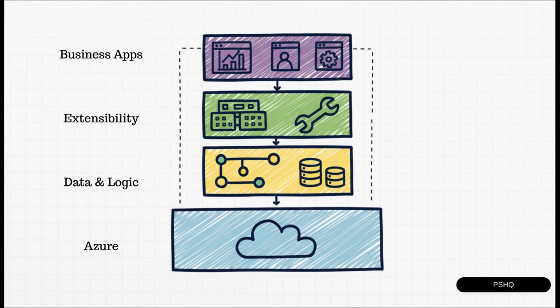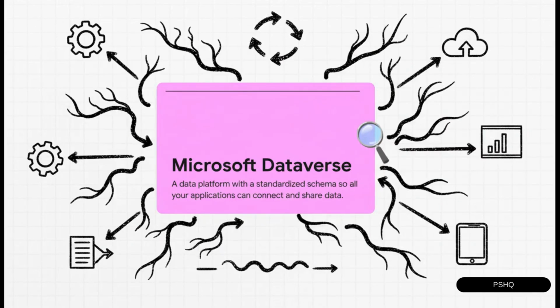On top of that, you've got the core data and logic layer. Then a really powerful layer for extensibility, and finally, right at the top, are all those business apps we just talked about. Now, the absolute key to this entire architecture is that middle layer, Microsoft Dataverse.